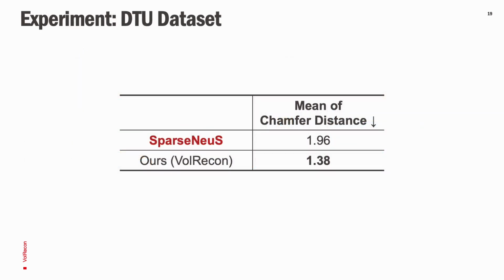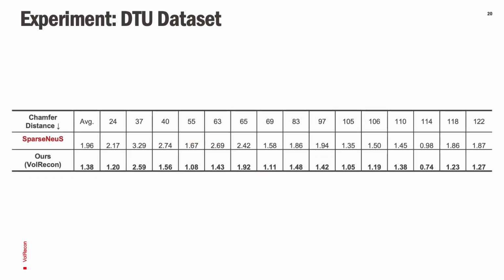In our experiment on the DTU benchmark, our method outperforms the state-of-the-art generalizable neural surface reconstruction method, SparseNeuS. We report the quantitative result measured by chamfer distance, and lower is better. Our method outperforms SparseNeuS on all 15 test scenes, as is shown in the table.